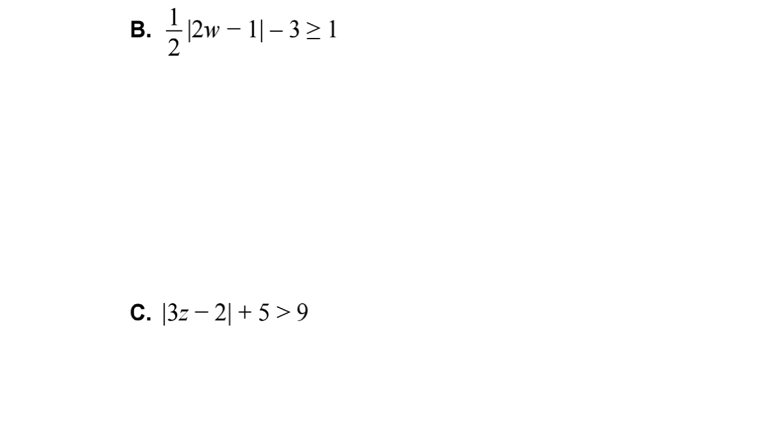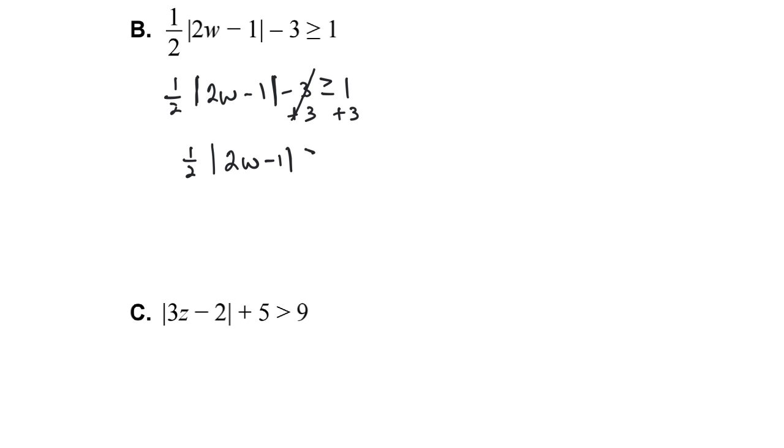Example B, we have the 1/2, and then we have the absolute value of 2w minus 1, minus 3. So in this situation, we have 1/2 absolute value 2w minus 1 minus 3 greater than or equal to 1. Remember, we have to have the absolute value by itself on the left side. So I'm going to add 3 to both sides. So you have 1/2 absolute value 2w minus 1. Negative 3 plus 3 is 0. Greater than or equal to 1 plus 3 is 4.